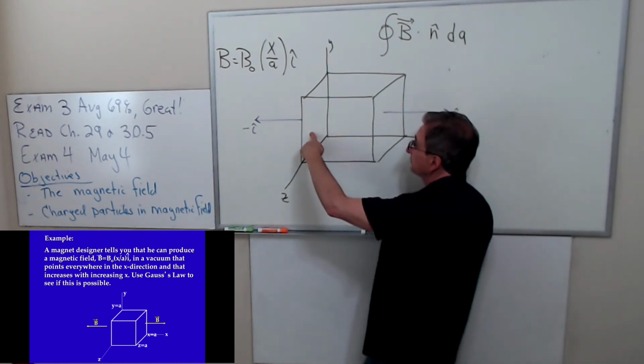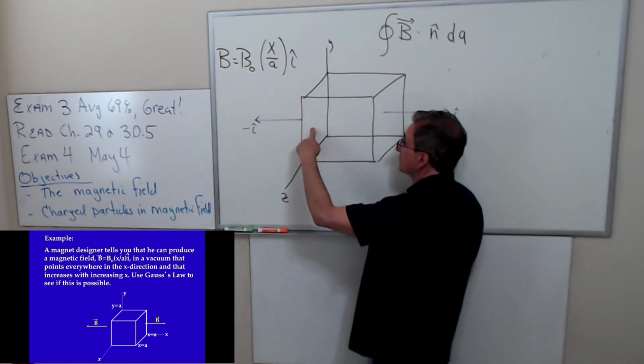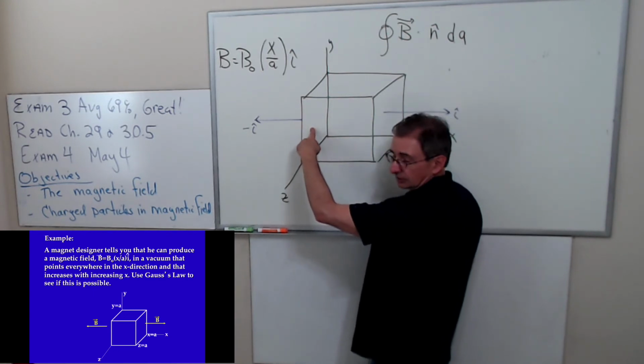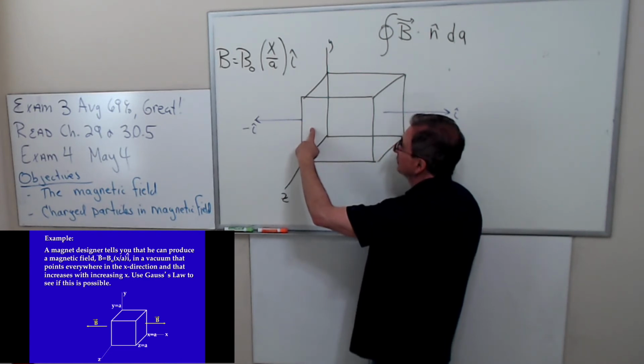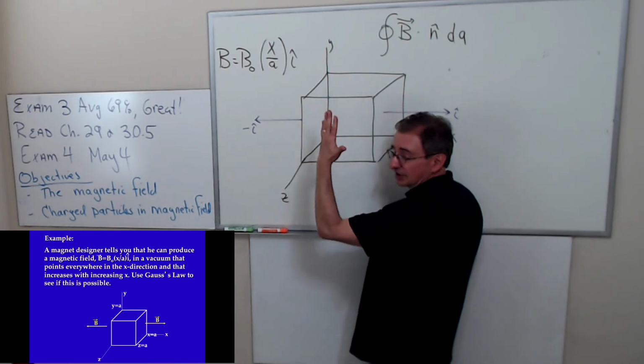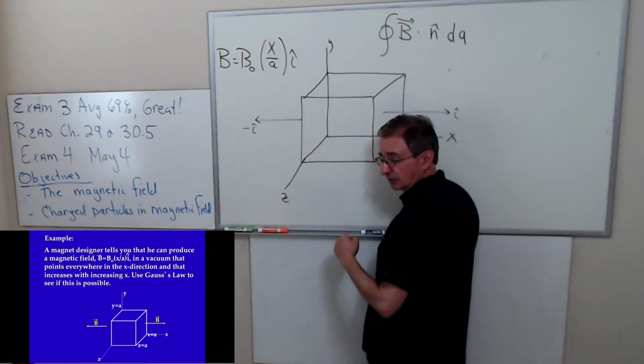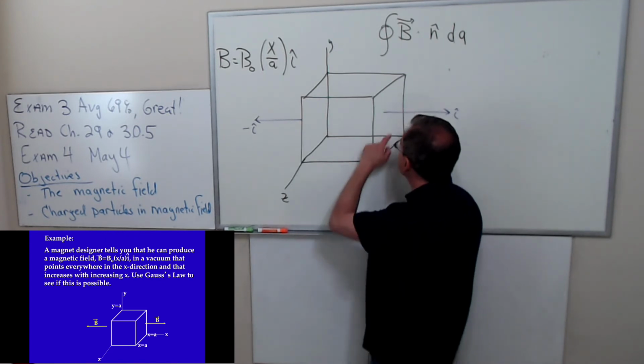Now let's take a look at the one on the left. What's x on the one on the left side? 0. It's 0. So far, so good. Five sides give me no flux. What about the sixth side?